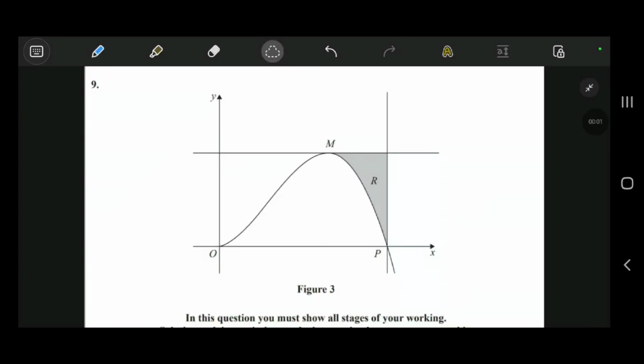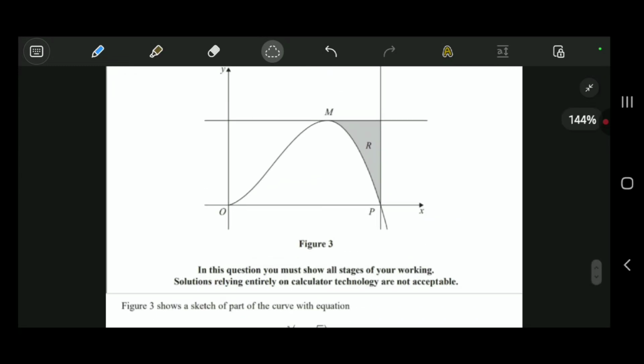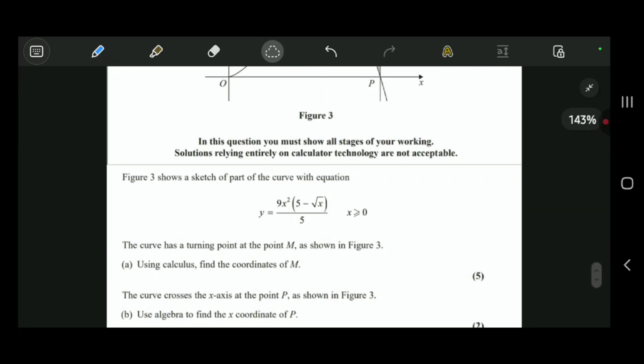Okay, question 9. Question 9 says this is your curve and this is the region bounded by this curve. So what are they asking for? They have given you the equation of the curve. It has a turning point M, as we can also see. We need to find the coordinates of M.